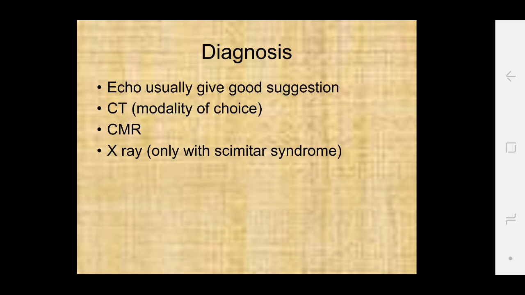For the diagnosis, echocardiography usually gives a good suggestion, but as we said with total anomalous pulmonary venous return, CT is the modality of choice in these patients, and cardiac MRI is also one of the best tools for this kind, especially in adults. X-ray with scimitar syndrome can give a good, even spot, diagnosis, but with other pulmonary veins it gives actually no clue.